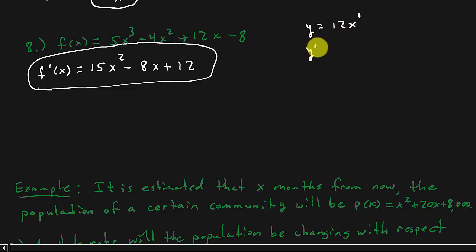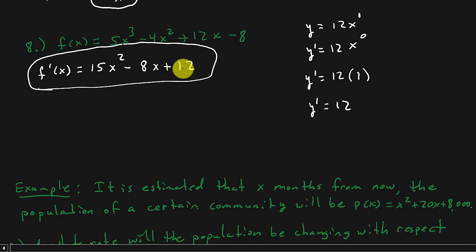So the 1 comes down. So 1 times 12 is 12. Subtract 1 from the exponent. So 1 minus 1 is 0. And so y prime is 12 times. Now, what is x raised to the 0? Well, remember, anything raised to the 0 power is 1. And so we get y prime is 12.